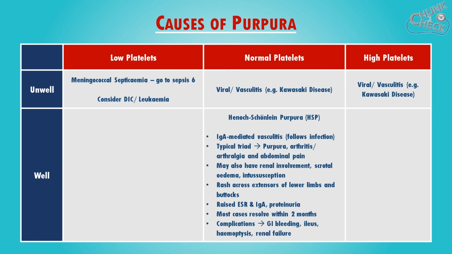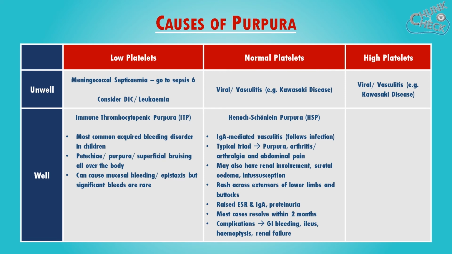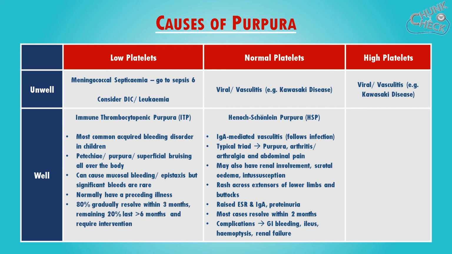And lastly, if well and low platelets, think ITP, which is the most common acquired bleeding disorder in children. Most patients have some preceding illness and are left with this rash afterwards. 80% gradually resolve over 3 months, with the other 20% lasting for more than 6 months and needing more intervention. So steroids to suppress the immune system is the first port of call.